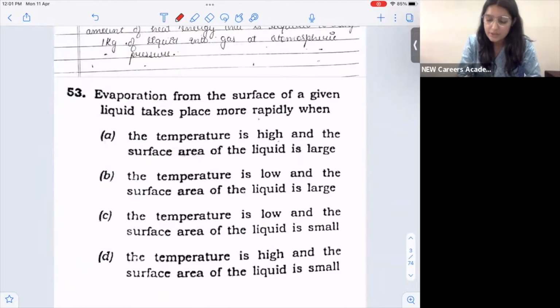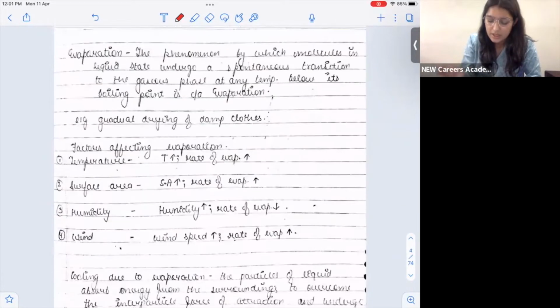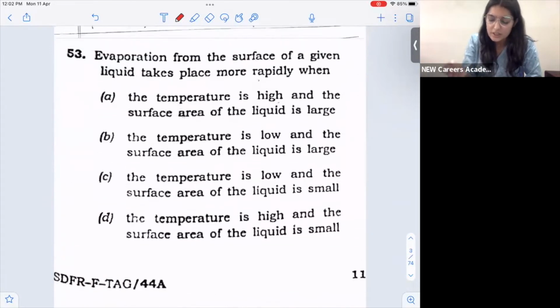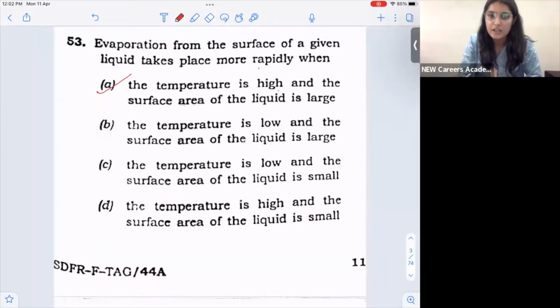Next, evaporation from the surface of a given liquid take place more rapidly when. So let us see from notes. Rate of evaporation increases with increase in temperature and increases with increase in surface area. So direct question and an easy question. So let us read option A. The temperature is high and when the surface area of liquid is large. Yes, this is true. When temperature and surface area are large, evaporation would happen more rapidly.